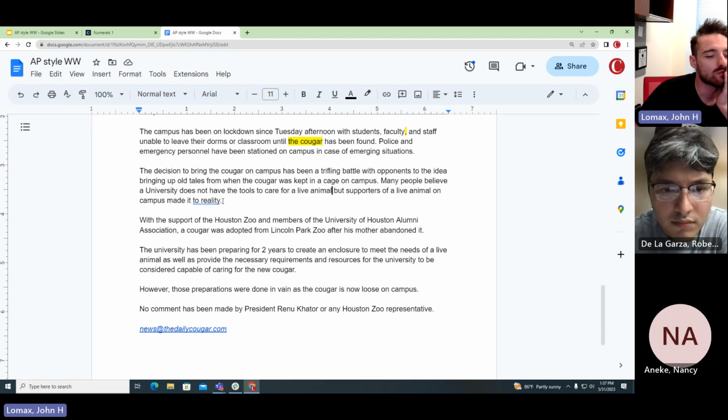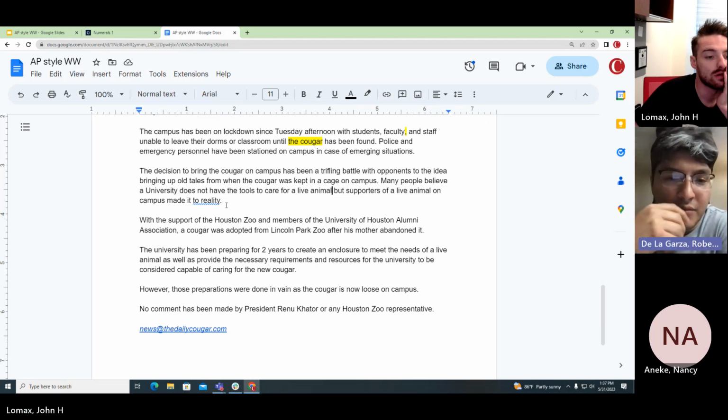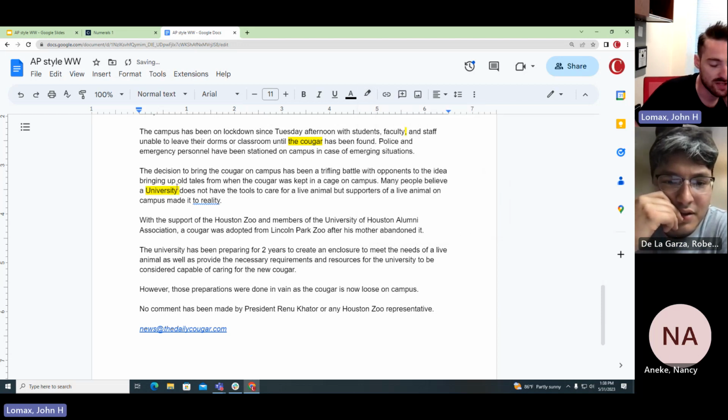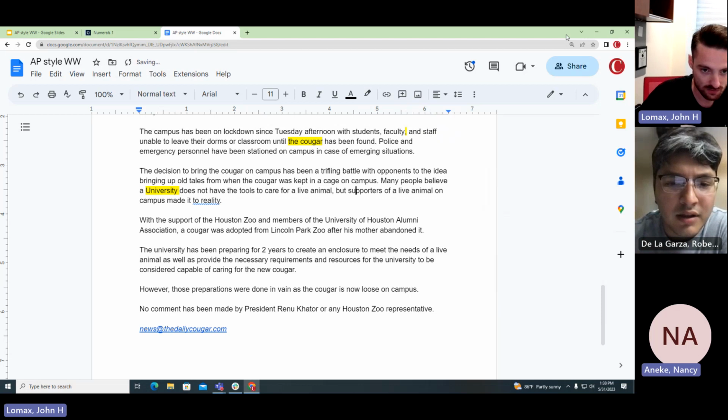This one is worded a little bit weirdly. Let me see. "Many people believe the university does not have the choice to grow up." I would say maybe "the university" or "a university" doesn't need to be capitalized, but I don't think "a" makes sense. Yeah, that is the one major style error here. Let me see if it gets from "but supporters of."